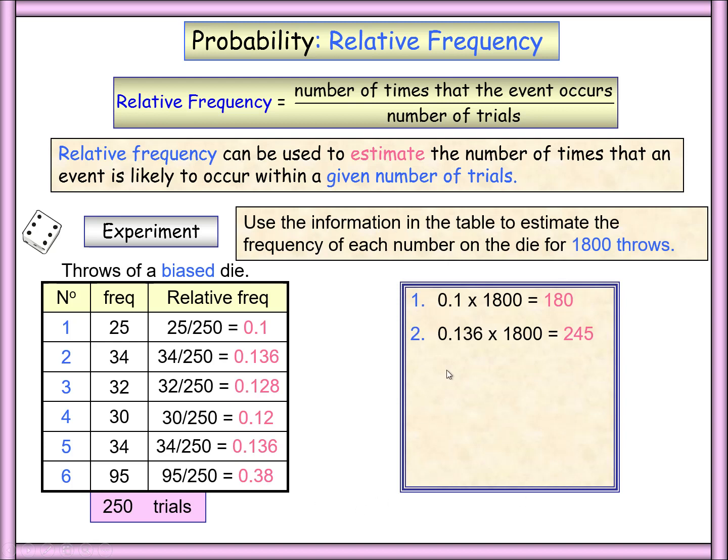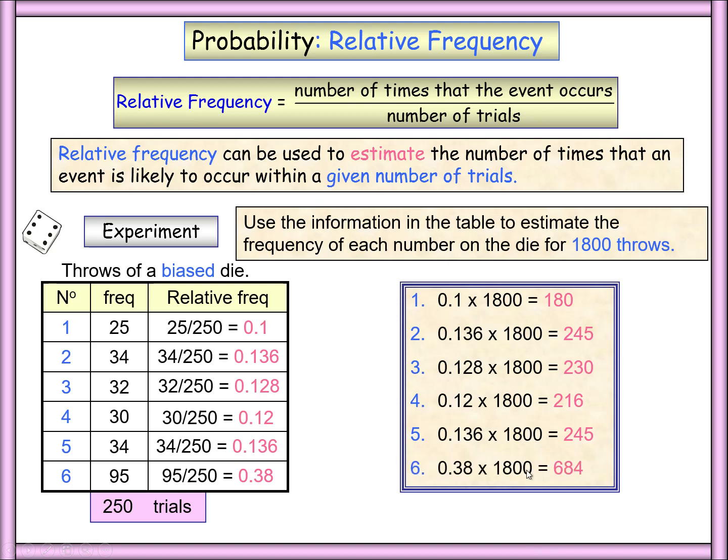I want you now to complete the number of times you're going to get any of the other numbers on the die. Hit pause and off you go. 3 with 230. 4, 0.12 times 1,800, 216. A 5, 0.136 times 1,800. And a 6, highest number of times, 684. Most likely to get that.